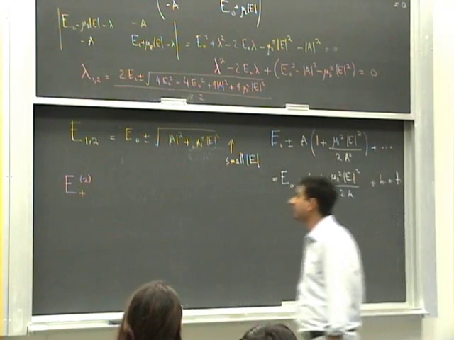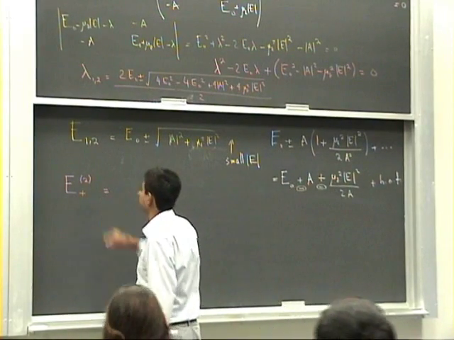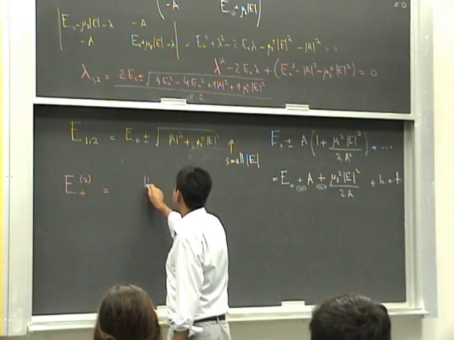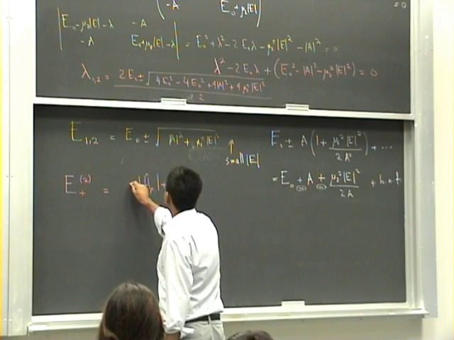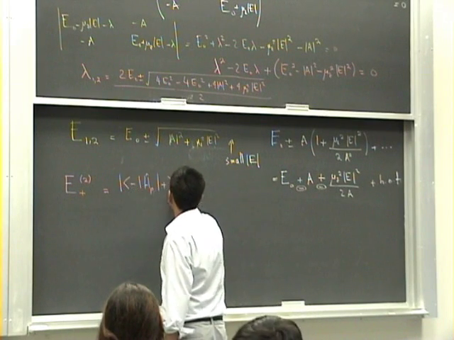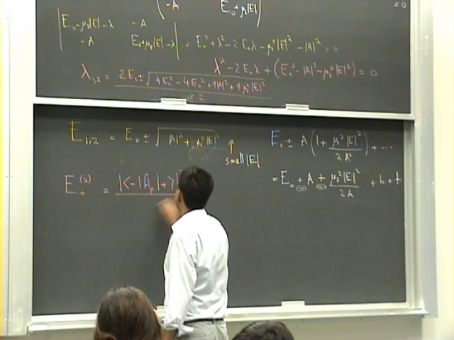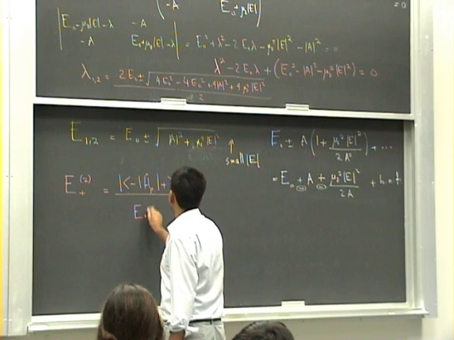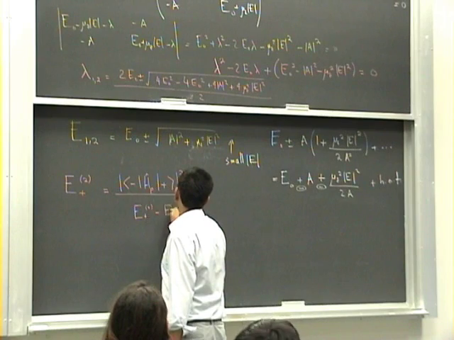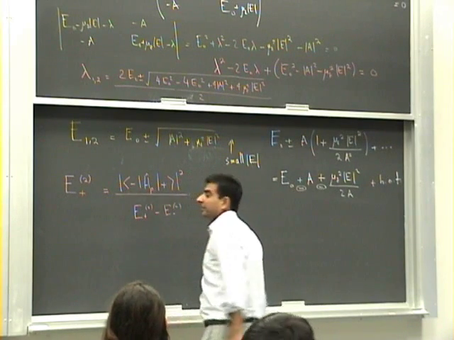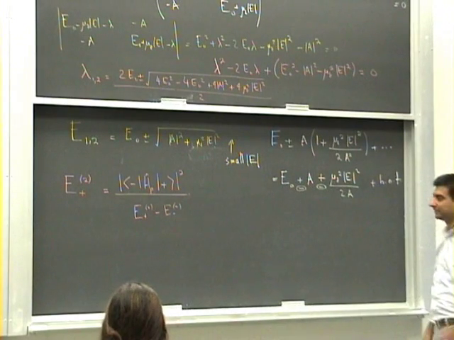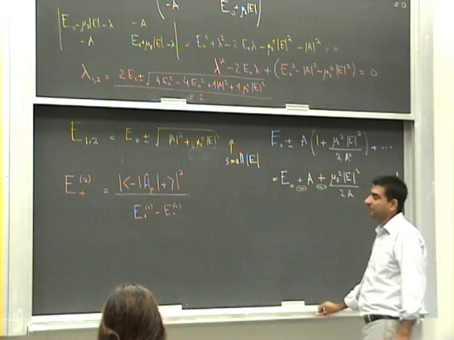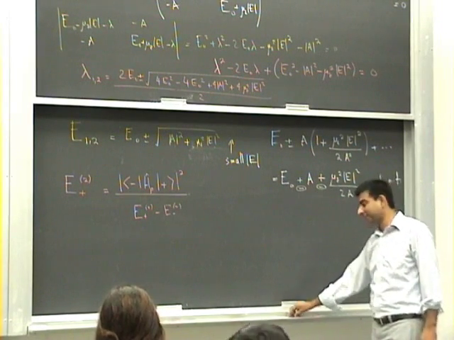Okay, the second order correction to this term, if you use perturbation theory, is given by the modulus squared of <+|H_P|-> divided by E plus unperturbed minus E minus unperturbed. This is the second order correction to the E plus term. This comes from the second order perturbation. Still non-degenerate.